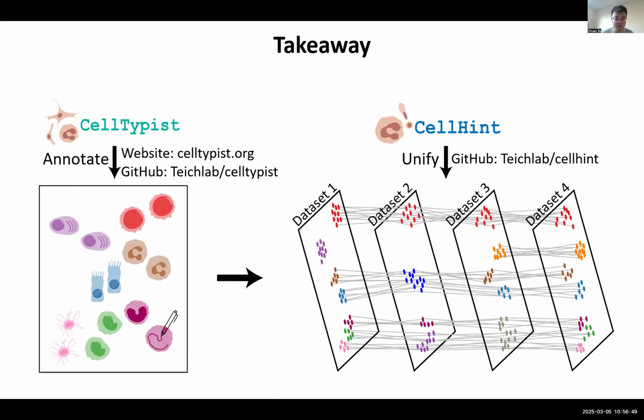In short, we developed CellTypist and CellHint to annotate and unify cell types. And I would like to elevate this to a higher level, not only about making full use of the single cell data, but also about the entire community where we bring together everyone's cell type knowledge and make sure every member has the opportunity to benefit from the collective human progress.